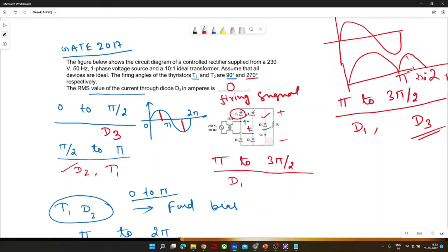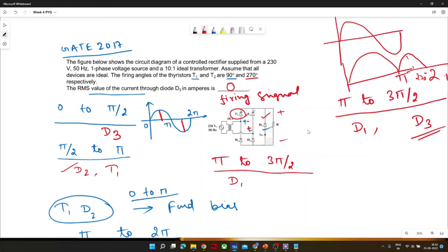Am I able to convey this concept, or should I repeat this? Sir, please explain it again. Yeah. How is it 0? Because D3 is conducting for 0 to pi by 2. That's the catch here. D3 should conduct from 0 to pi by 2.